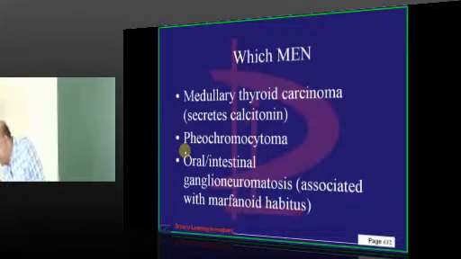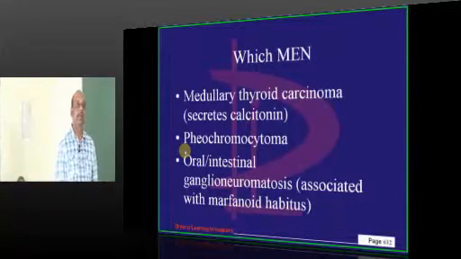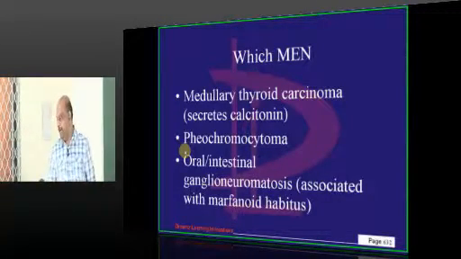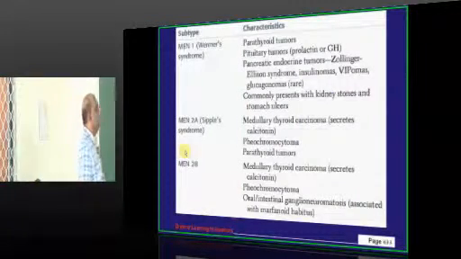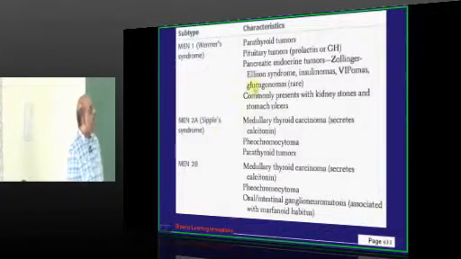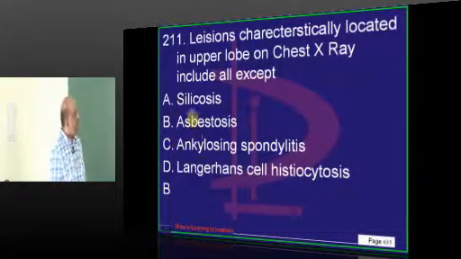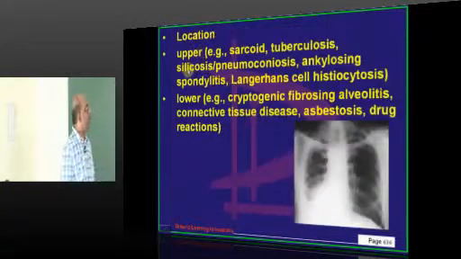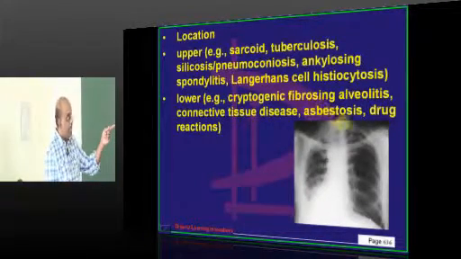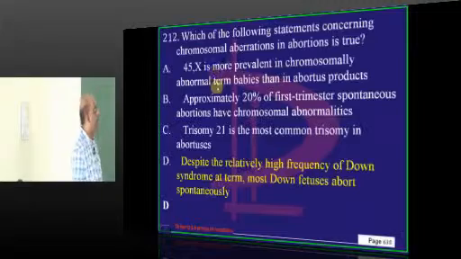Mucosal lumpy bumpy neuromas, where do we see? Yes? MEN? I think MEN alone is not sufficient. MEN 2B, yeah, that's right. So MEN 2B has lumpy bumpy neuromas. MEN syndromes is a favorite issue for the examiner. Asbestosis, upper lobe or lower lobe? Typically asbestosis, fibrosing alveolitis, drug reactions, they are all lower lobe. Everything else is upper lobe.